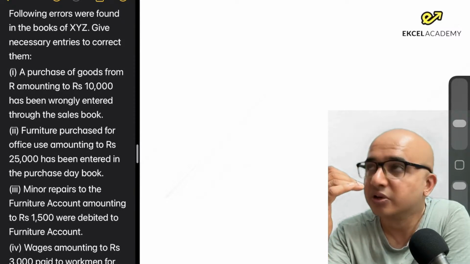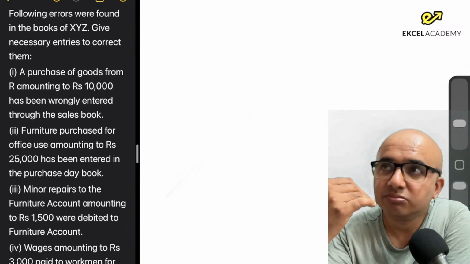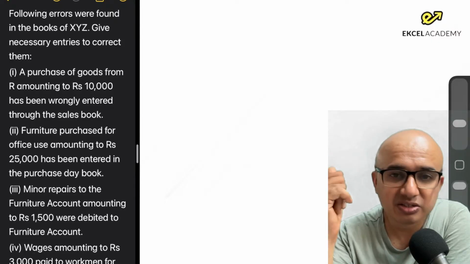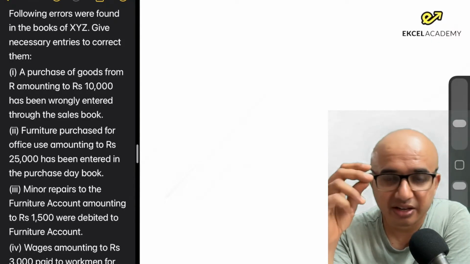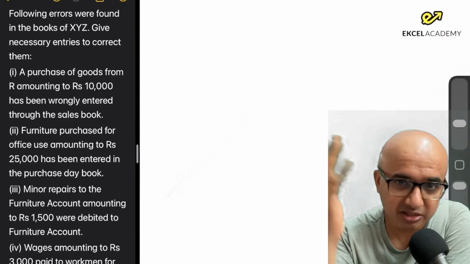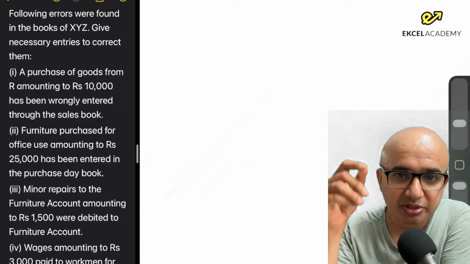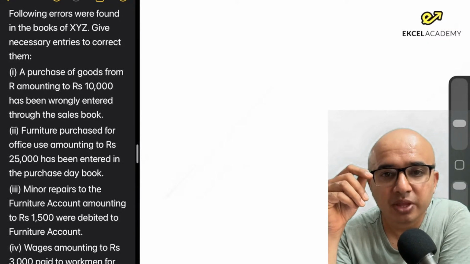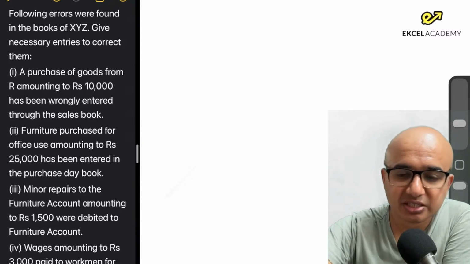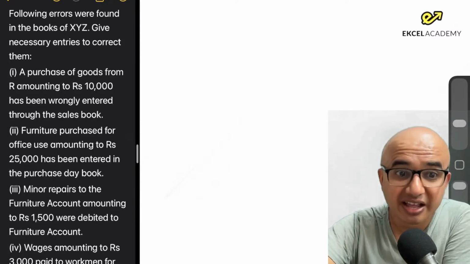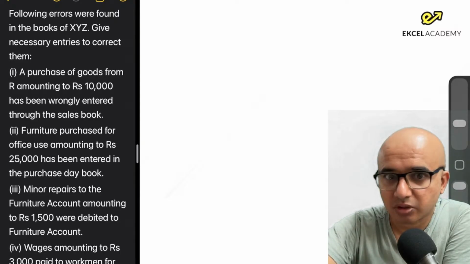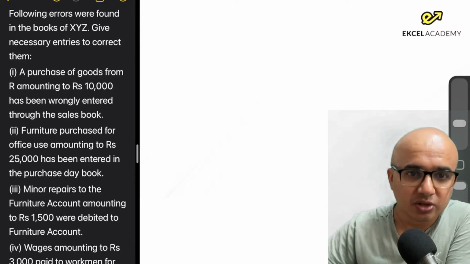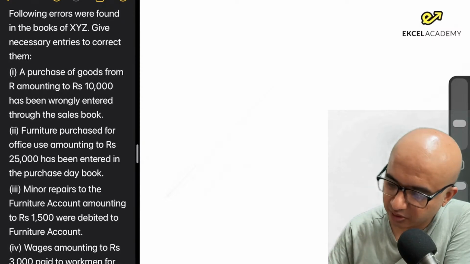Then we have error of commission, which we can call clerical errors or human errors. And then we have error of omission, where a transaction has been completely omitted from the record. And lastly, we have compensating error, which means that one error compensates for another, that is, one error cancels out another error. So now let's have a look at the problem, and then we'll proceed further.